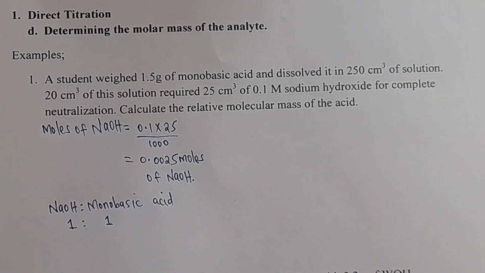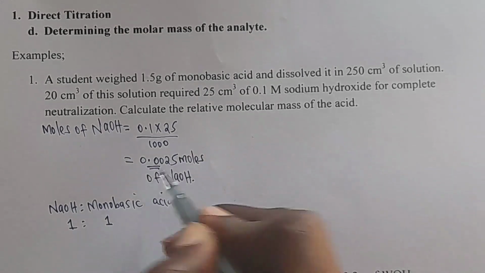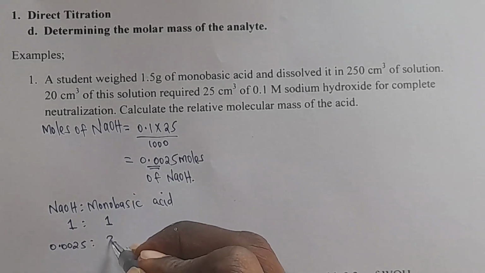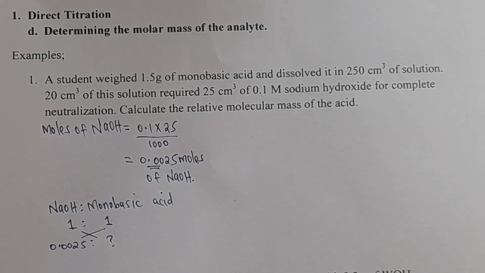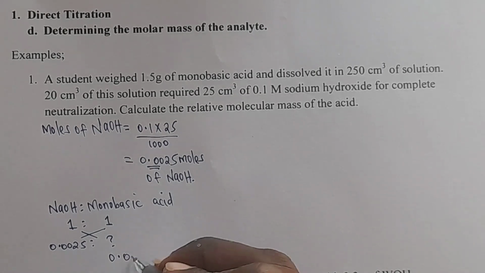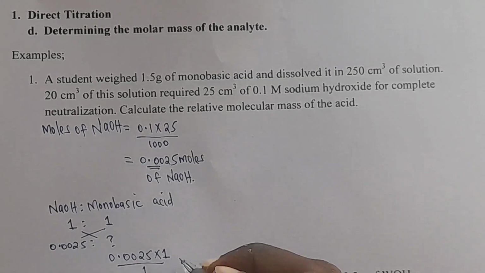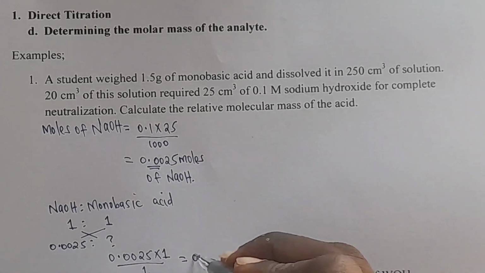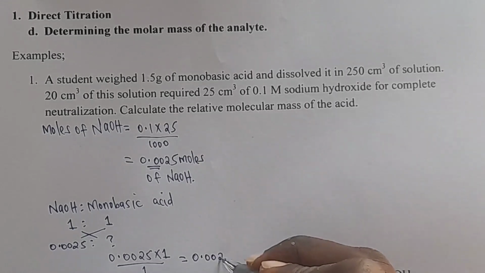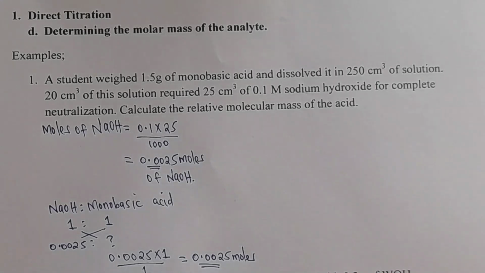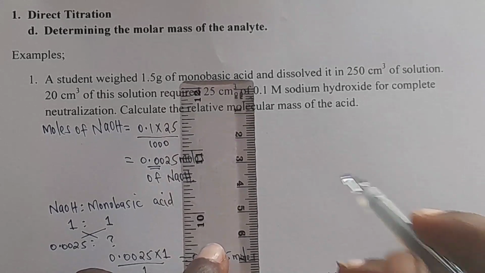Remember, we have gotten the number of moles of sodium hydroxide as 0.0025. That means if we have 0.0025, we can get the number of moles of the monobasic acid. So we say 0.0025 times 1 divided by 1. Here we get 0.0025 moles of the monobasic acid. So we have gotten the number of moles of the analyte.